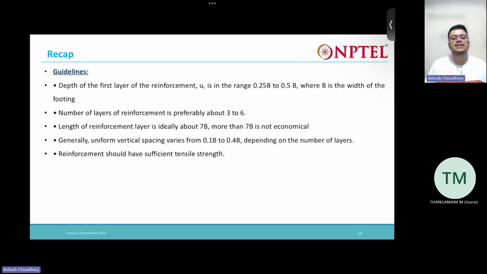Some general guidelines are generally given to consider the number of layers, the depth, the width, and the depth of the first layer of reinforcement. So these are given here. The depth of the first layer of reinforcement du is generally in the range of 0.25B to 0.5B.